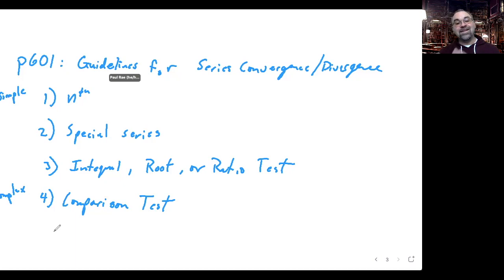But I want to additionally call your attention to the big chart that's on 602. You're going to want to bookmark this somehow as we continue to go on here. This chart on page 602 is super convenient. It's all of the tests for convergence or divergence on one page. So it's a great one-pager. It talks about what it is, what the series needs to look like for you to invoke it, what the conditions for convergence are, what the conditions for divergence are, and any supplementary comments they might have, such as for the root test, that if the limit of the root is one, the test is inconclusive.